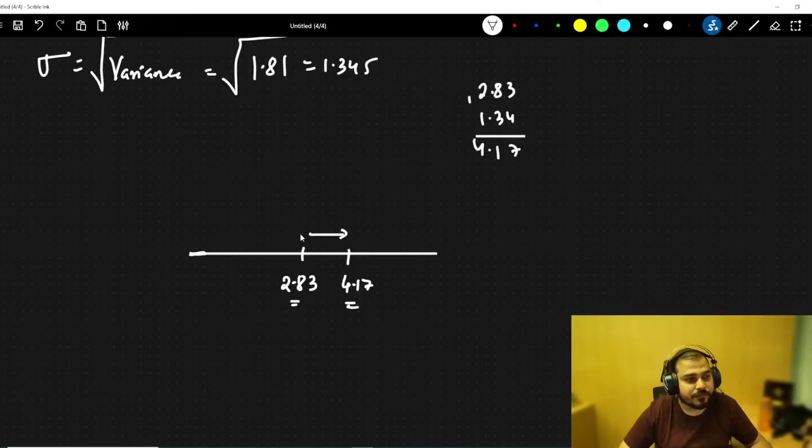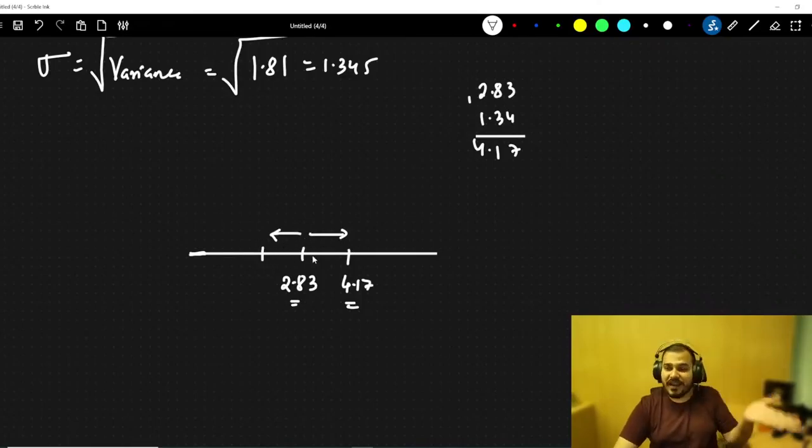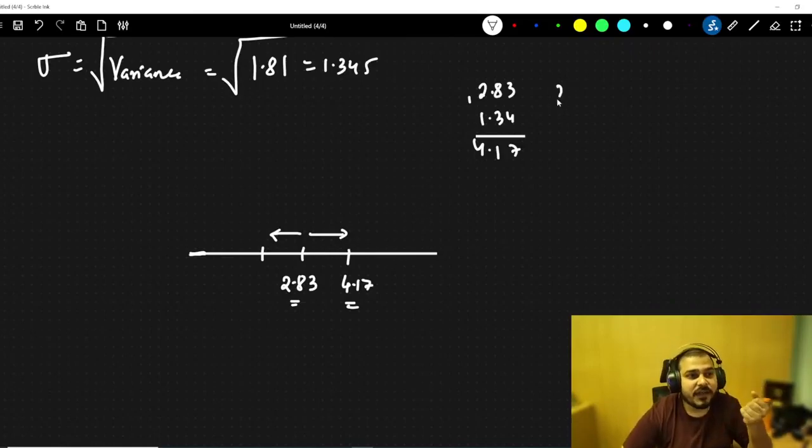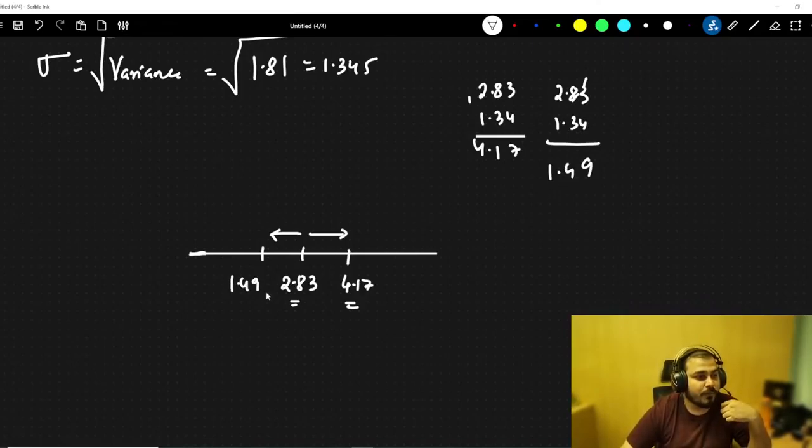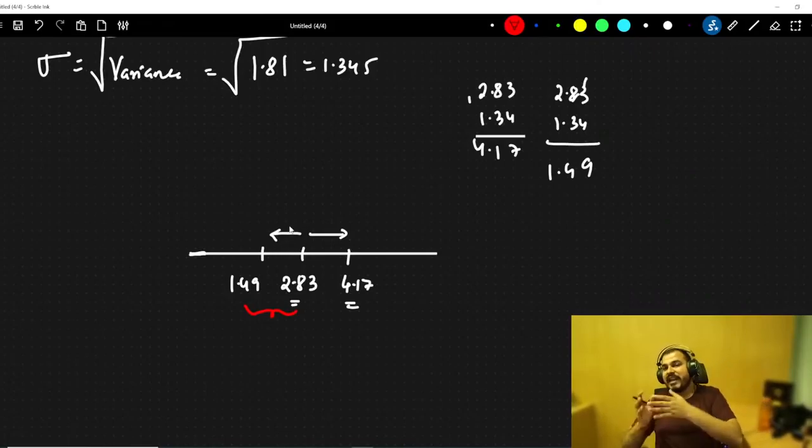And if I consider the same thing towards the left, that is one standard deviation to the left, then I subtract 1.34, so it becomes 1.49. Any elements that fall between 1.49 and 2.83 will fall in this region, that is one standard deviation to the left. Everybody clear?